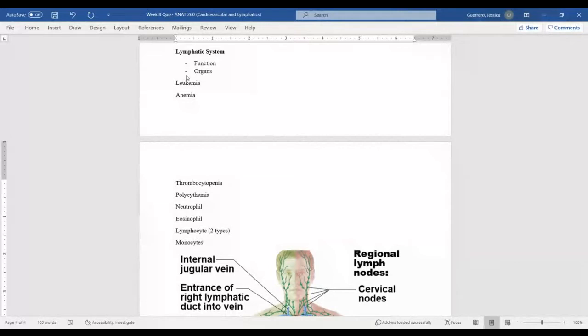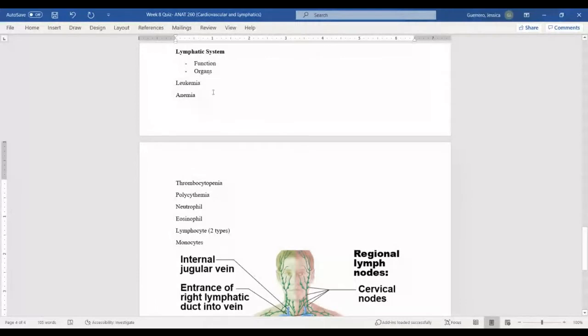Okay. I listed up here, you need to know the organs of the lymphatic system, so make sure you know those. A lot of the lymphatic system doesn't necessarily have organs, but it could also be glands. So make sure you're familiar with that. And the quiz this week is more heavily weighted on cardiovascular than it is lymphatic, but nonetheless.